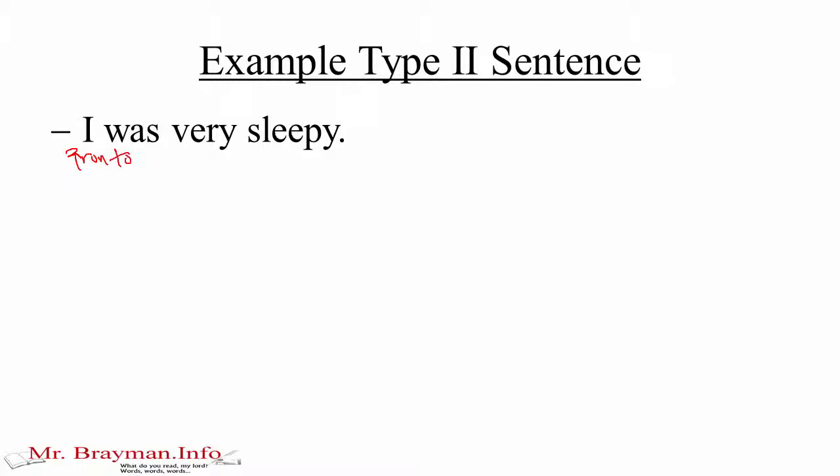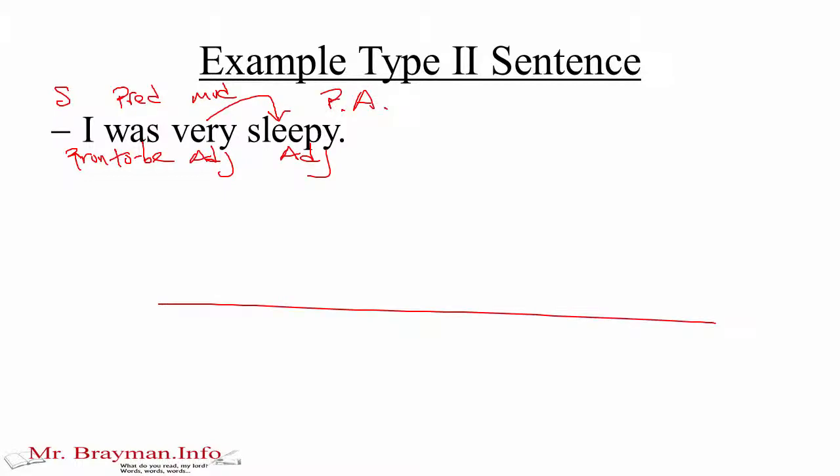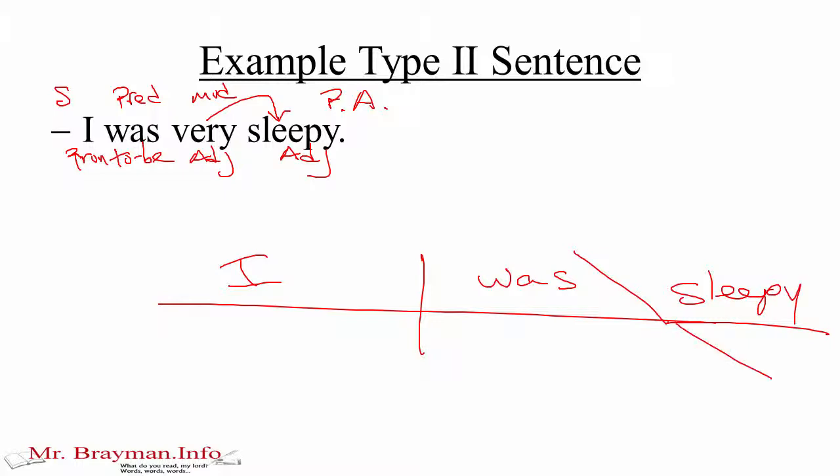We got a form of the verb to be here. Very is an adjective, and sleepy is an adjective. So this is a case where we have an adjective modifying another adjective, right? There we go. So that line doesn't connect to the line below, so keep that in mind. That's just bad drawing on my part. But very modifies sleepy, which is why it's underneath that predicate adjective there.